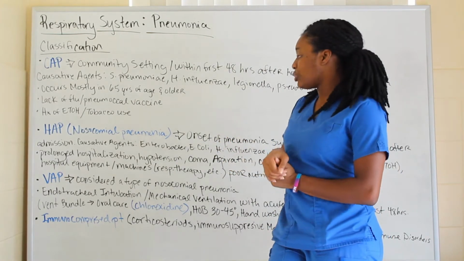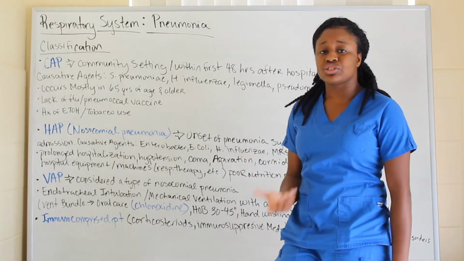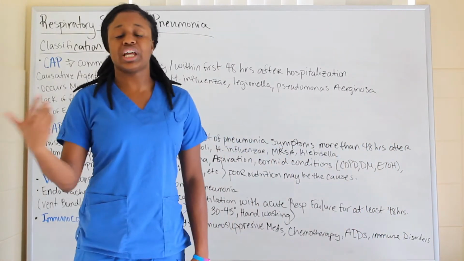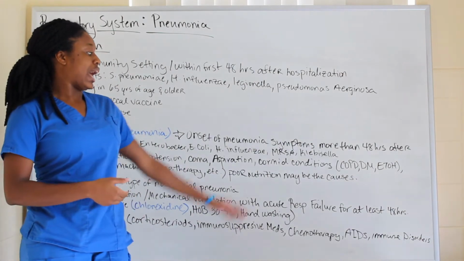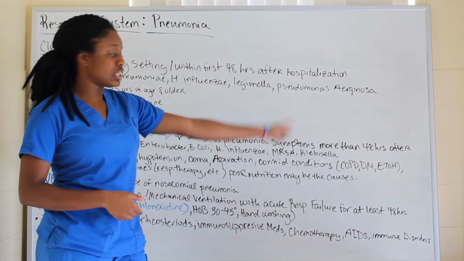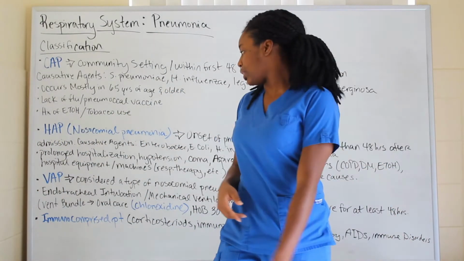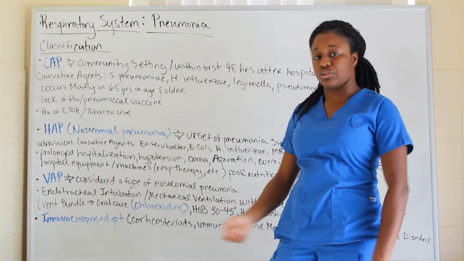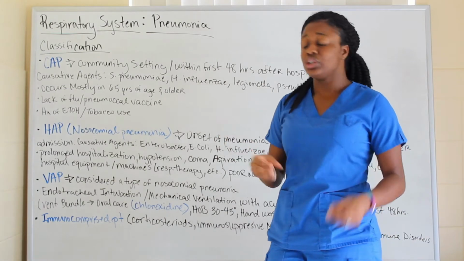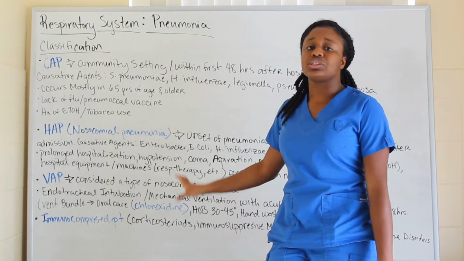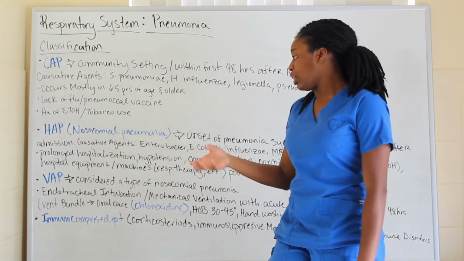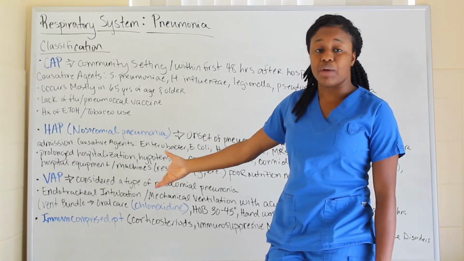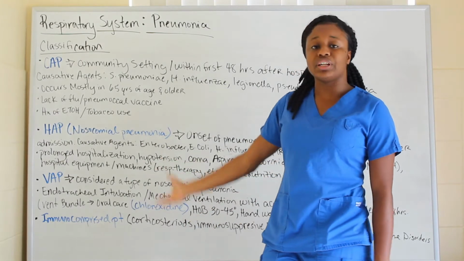It involves endotracheal intubation or mechanical ventilation when a patient has acute respiratory failure, and this happens for at least 48 hours. Again, each of them has 48 hours, so you just need to know the difference between the two. This happens 48 hours after they've been on mechanical ventilation. And one thing the hospital requires to prevent that is a vent bundle.